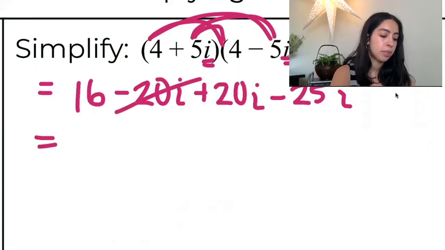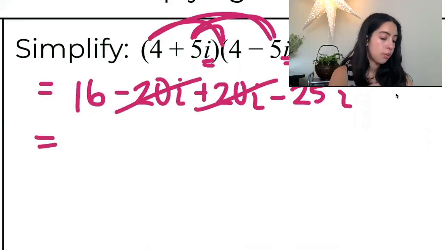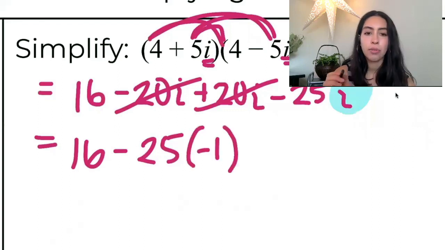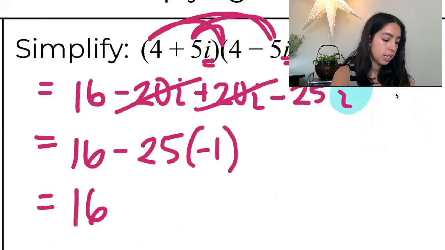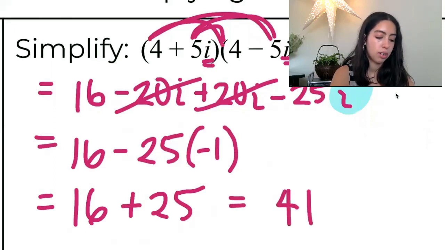So minus 20i plus 20i, when we combine them, that gives us 0. And we're left with 16 minus 25. And this i squared, I'm going to go ahead and plug in negative 1. So now we have 16 plus 25, and that's going to equal 41.